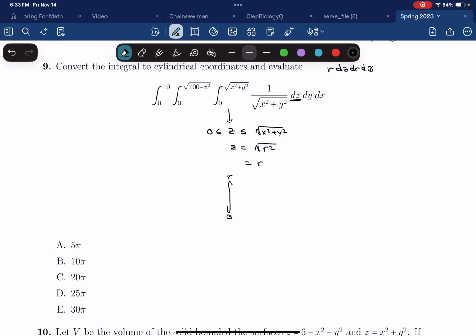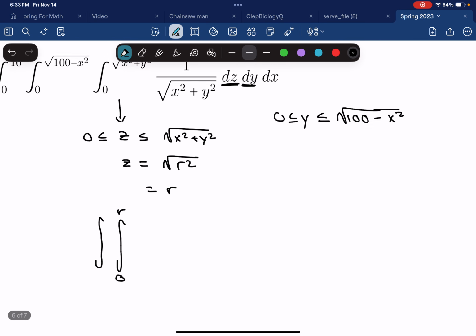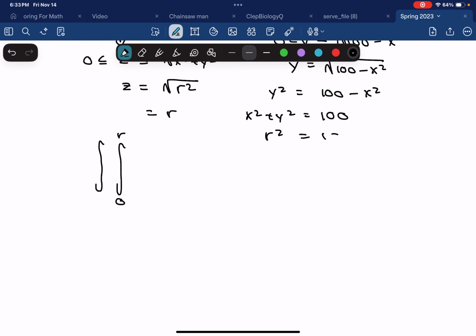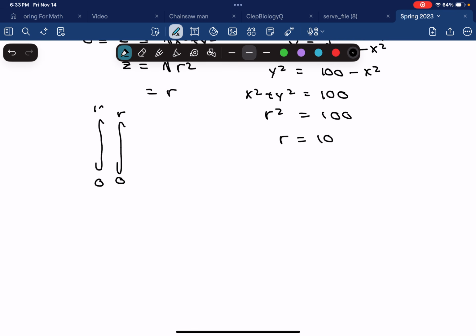Now, moving on to dy. Now we know that y is bound between 0 and square root of 100 minus x squared. So if y, in this case, is equal to square root of 100 minus x squared, then we can say that y squared is equal to 100 minus x squared, which means that x squared plus y squared is equal to 100, which means that r squared is equal to 100, which means that r is equal to 10. So our bounds will run from 0 to 10.